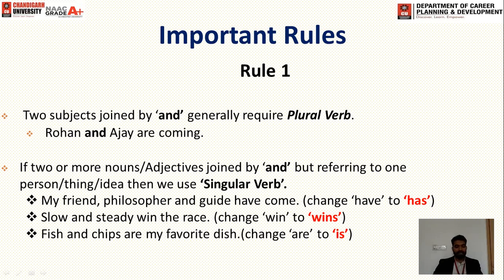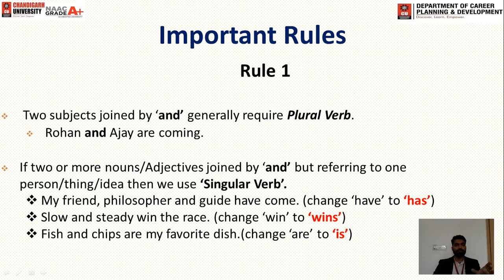"Slow and steady win the race." Again, this is really important. At times whenever we see these sorts of questions in error detection, we take that as it doesn't have any error, but I've told you, slow and steady are actually referring to one thing. Okay, so it should be "wins the race."